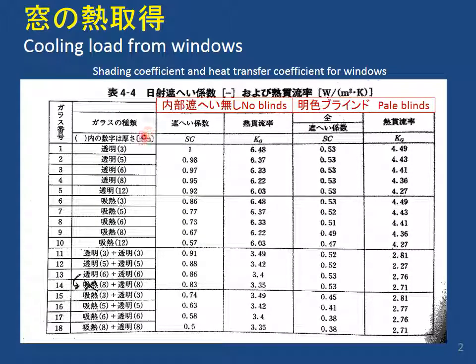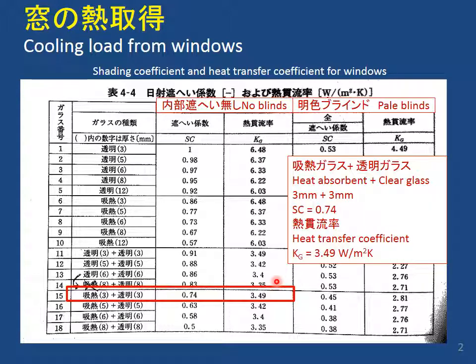Now, for the window in this problem, we're using double glazed, 2 layers of glass, 3 millimeters each, one heat absorbent and one clear with no blinds. So the shading coefficient is 0.74 and the heat transfer coefficient is 3.49. If you have blinds, depends on the color, there will be a different shading coefficient.